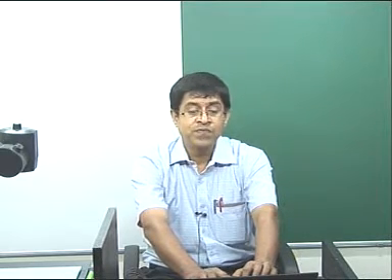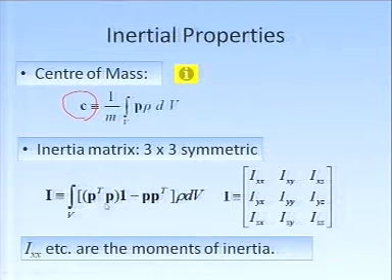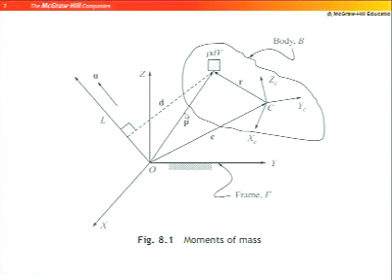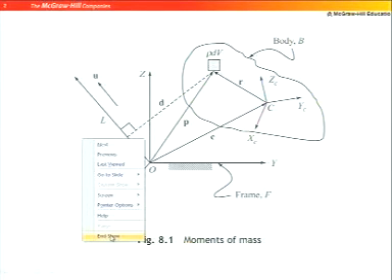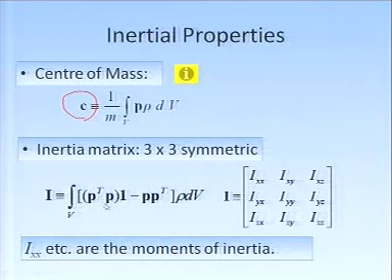If I want to define it formally, it is the integral of (P transpose P times the identity matrix minus P P transpose) rho dV over V. P, you remember this P. What is this P? I take you to the figure again. P is the location of an elemental mass here from the origin. Let me take you to the paper to show you how one would calculate.